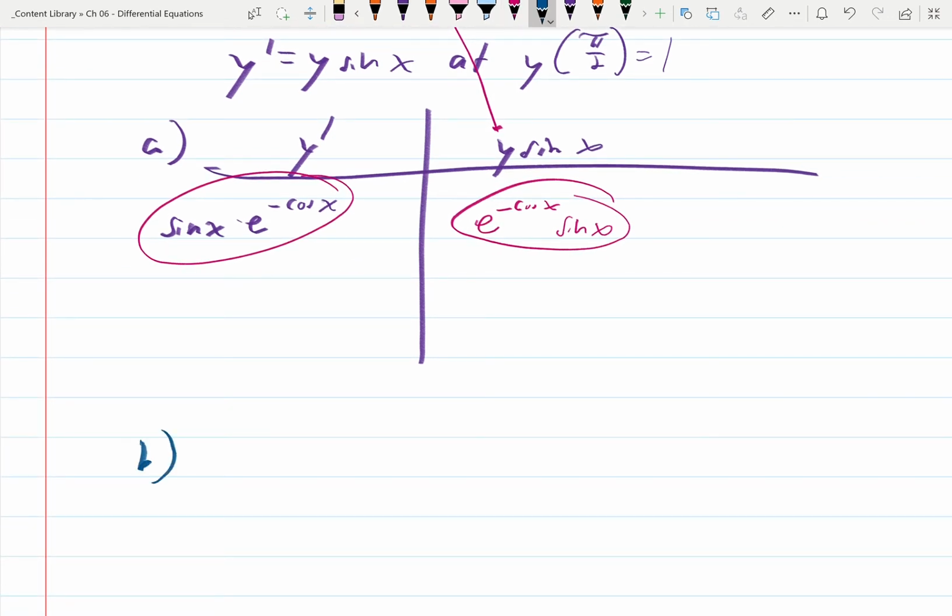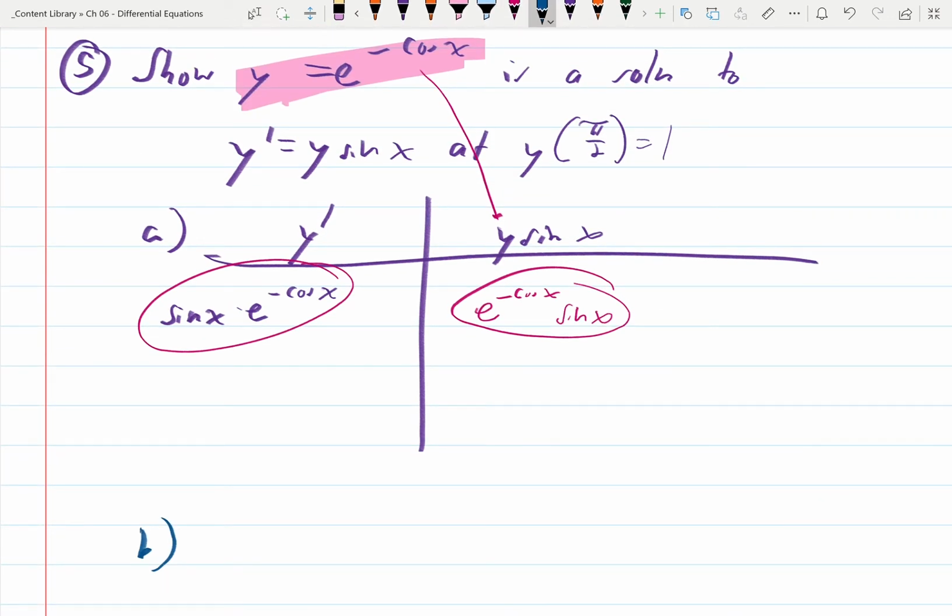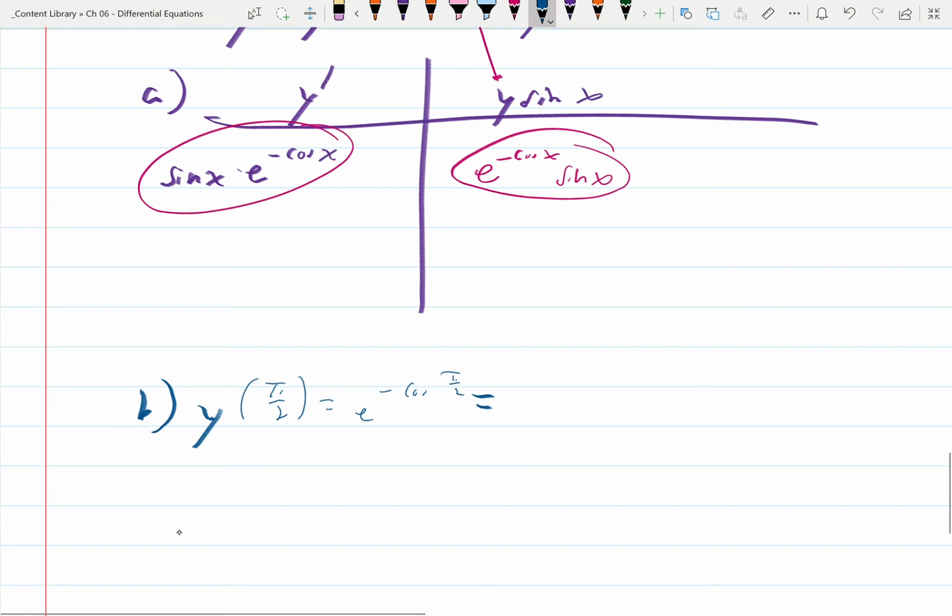For part B, I'm going to have to see that y of pi over 2 is equal to 1, so y of pi over 2 is the same thing as e to the negative cosine of pi over 2, which is e to the 0, which is 1. And yeah.